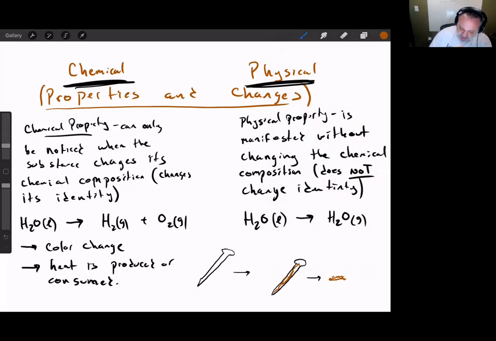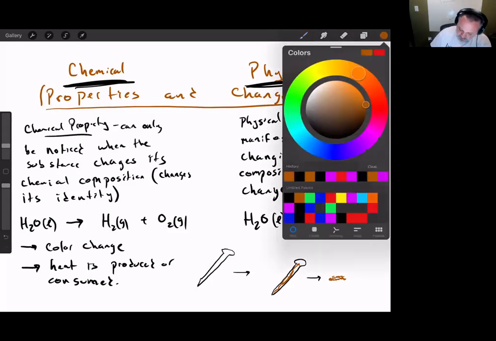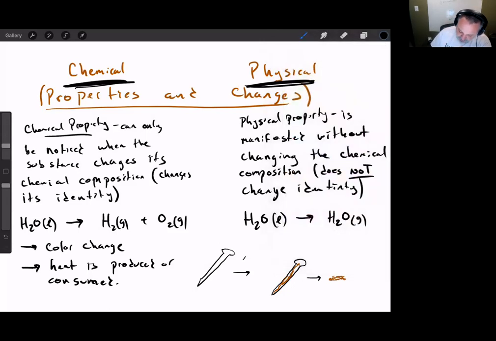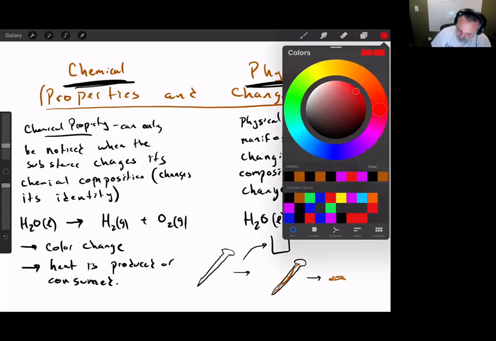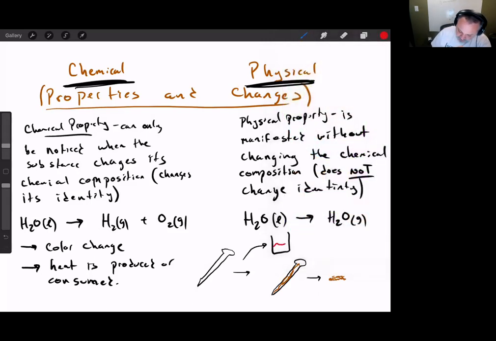What if I take that iron nail and put it into a blast furnace and turn it into molten iron? And it's red because it's hot. What if I melt it? Yeah, that's just a physical change.